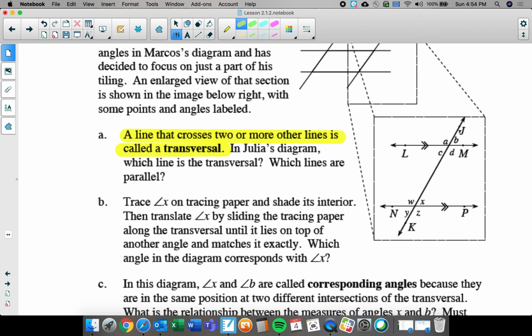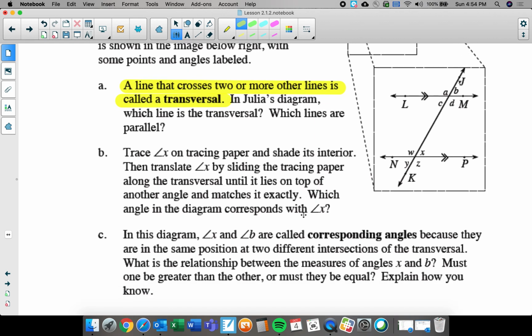Okay? And what we're taking a look at, if we go down here, notice it says trace angle X on tracing paper and shade its interior, and then translate it down. So if I go through and I take, oops, let's get rid of that. That's not what I wanted. Let me undo that. All right, let me go back to the pen here.